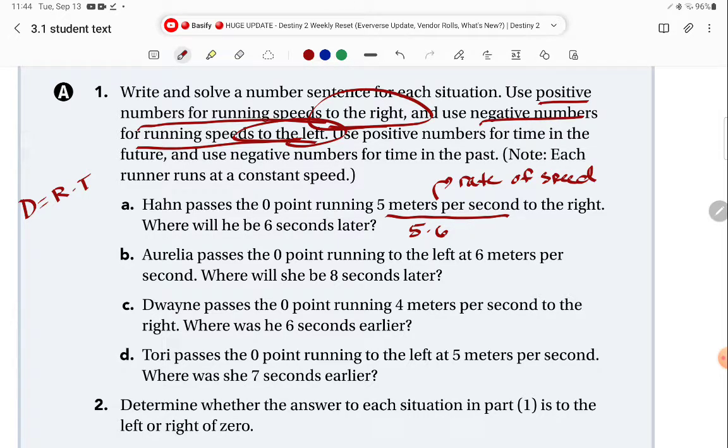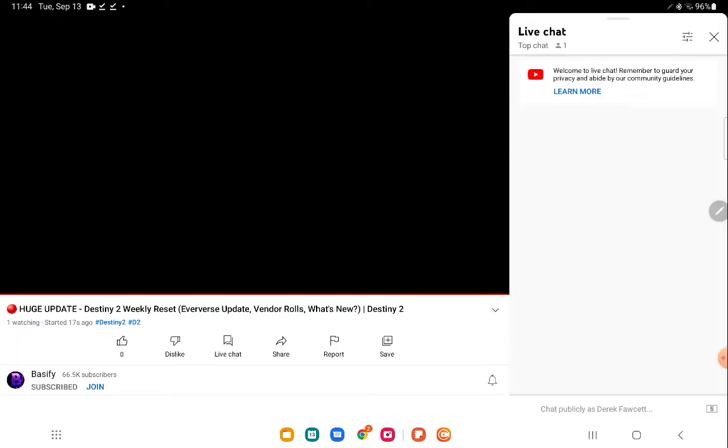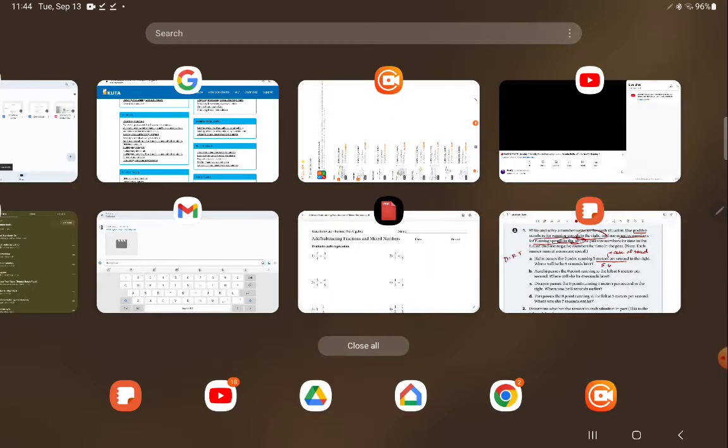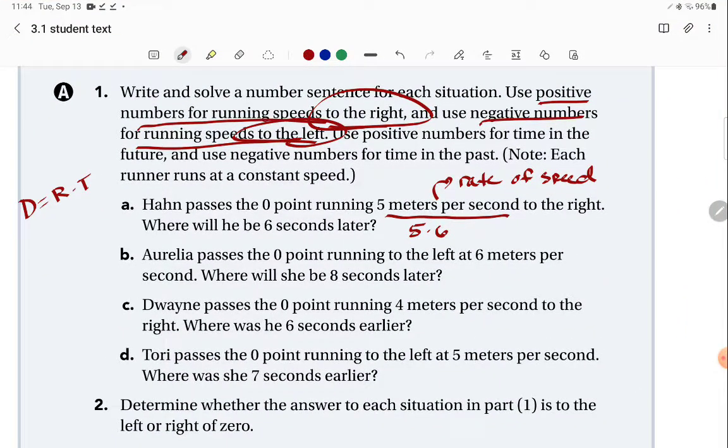We're going to be using that quite a bit in this investigation, and also in the next unit as well. So write this down. The D represents the distance, the R represents the rate, the T represents the time, right? And here's your rate and here's your time, because it's 5 meters per second for a time of 6 seconds, and that gives us the total distance, which is going to be 30 meters.